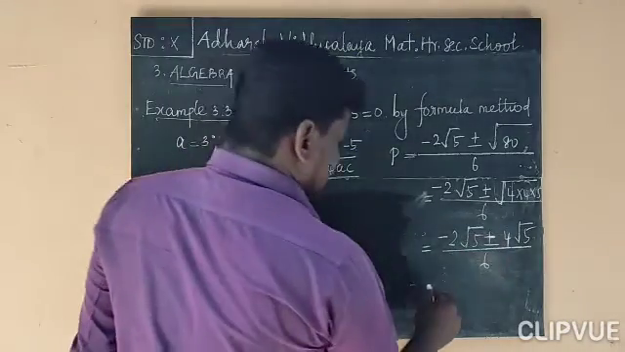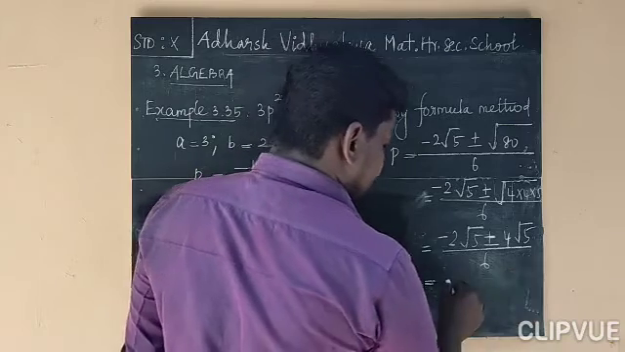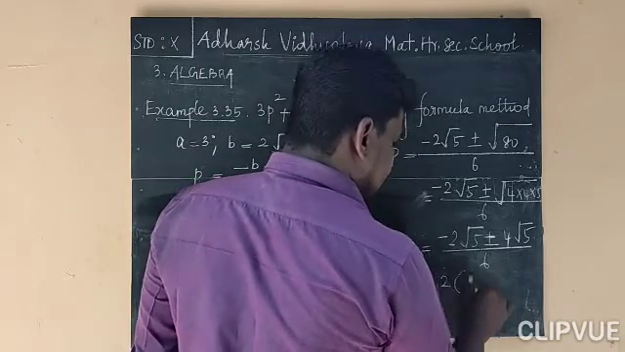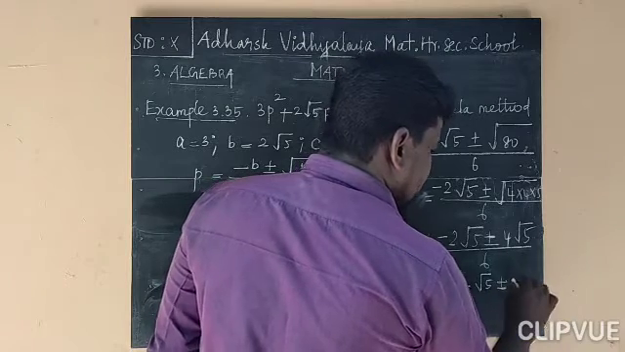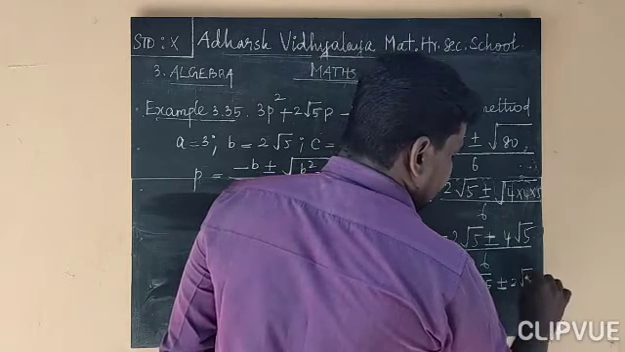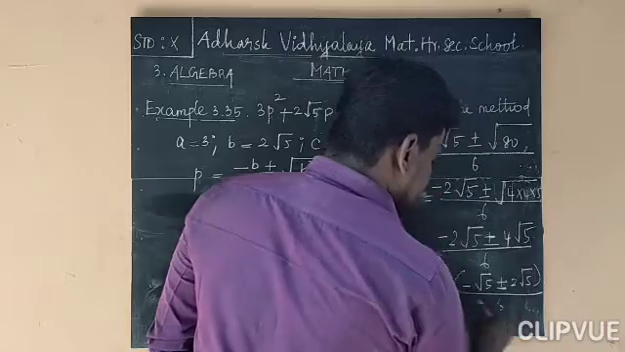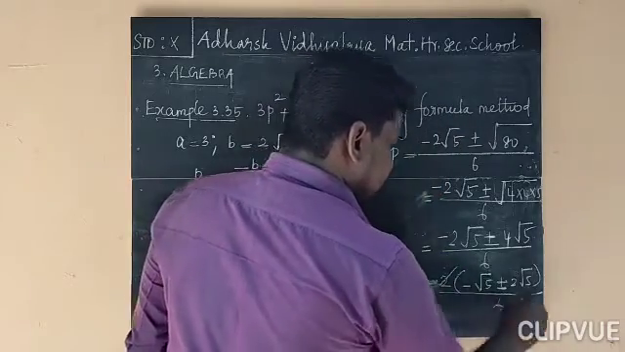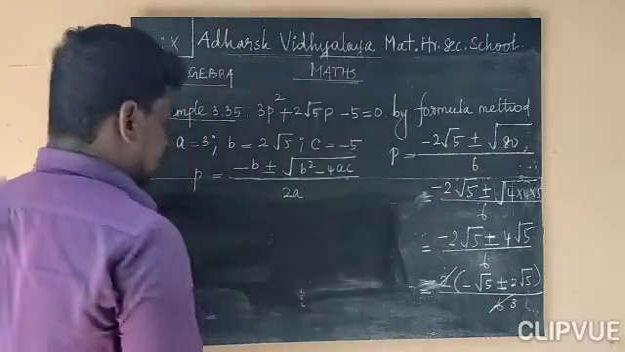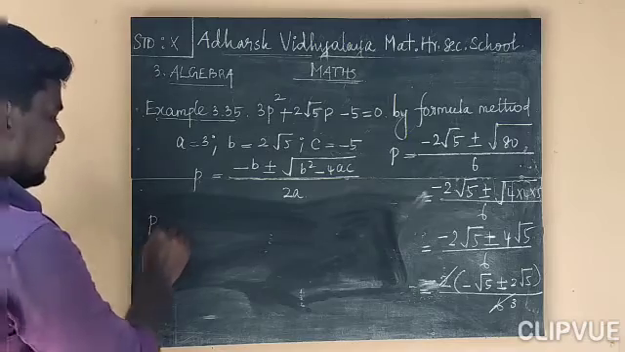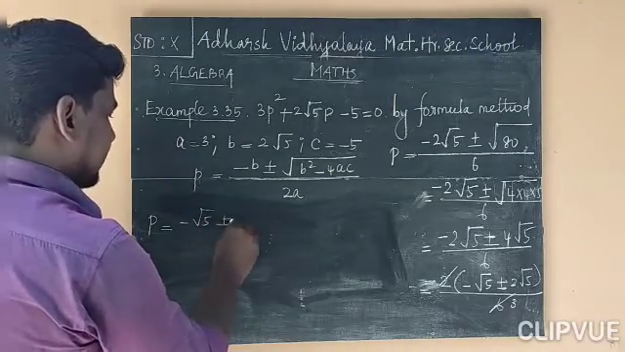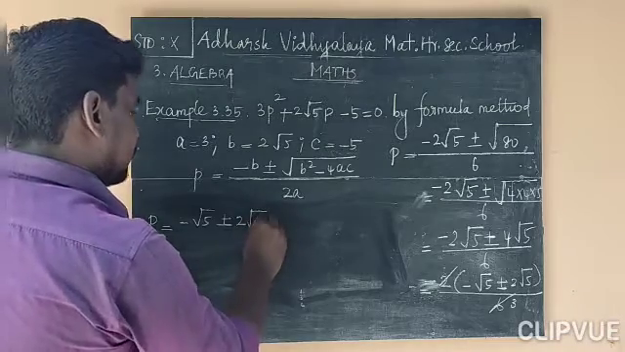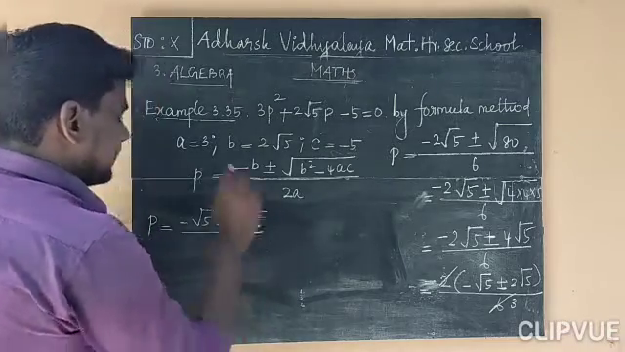Here if you take 2 out, 2 is the common factor. If you take that out, here minus root 5 plus or minus 2 root 5 divided by 6. This 2 and 6 will be cancelled, 3 times. Okay, so what do we have? P is equal to minus root 5 plus or minus 2 root 5 divided by 3.